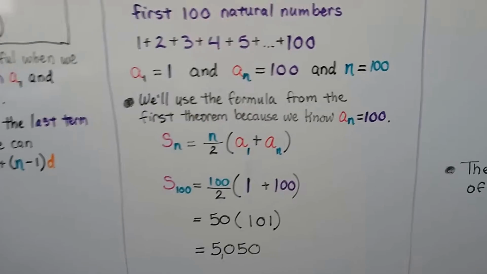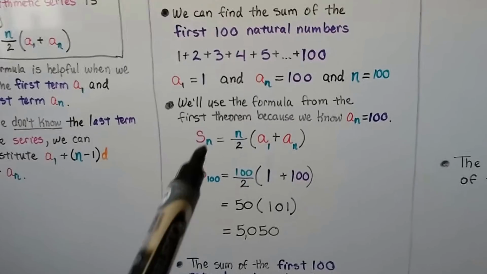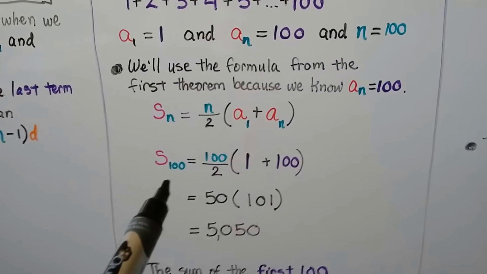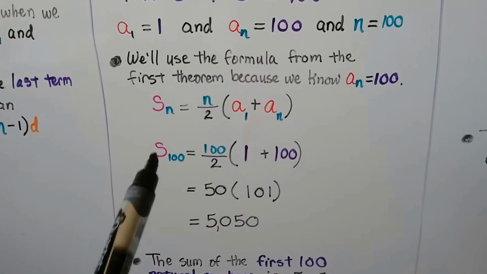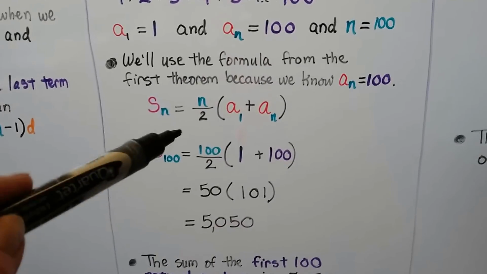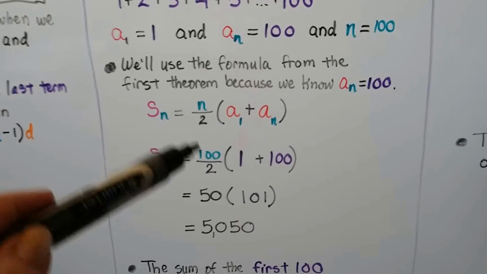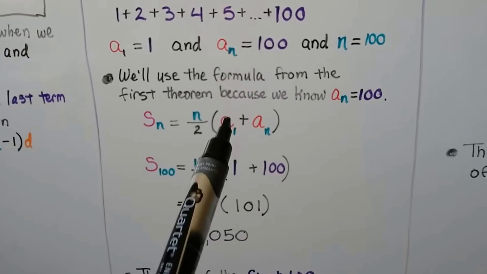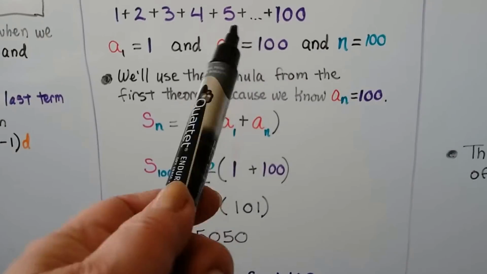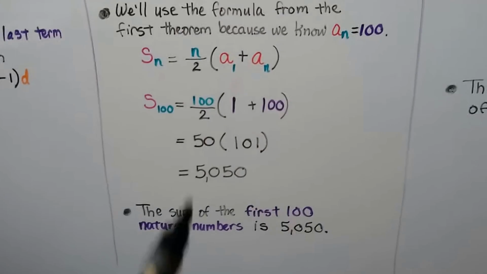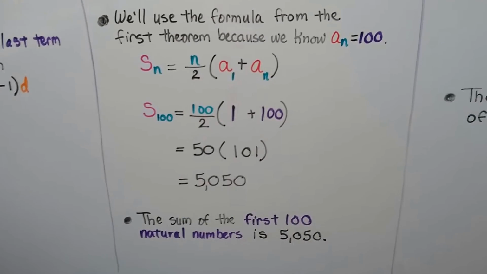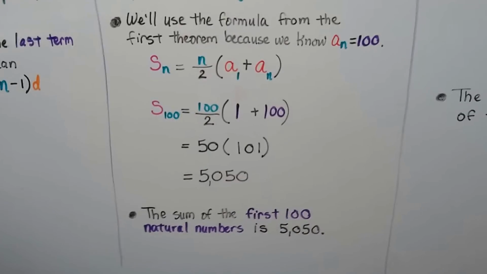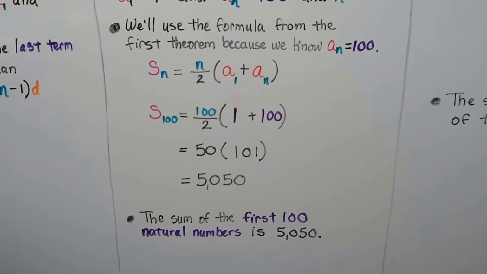So we use that formula from the first theorem, knowing the first and last, okay? And we substitute in our numbers. We know n is 100, so we've got s sub 100. And we put 100 divided by 2 here. And we've got 1 plus 100, because it's a sub 1 plus a sub n, and we know that's 100, okay? That's going to give us 50 times 101, and that's going to give us 5,050. So the sum of the first 100 natural numbers is 5,050, all right?